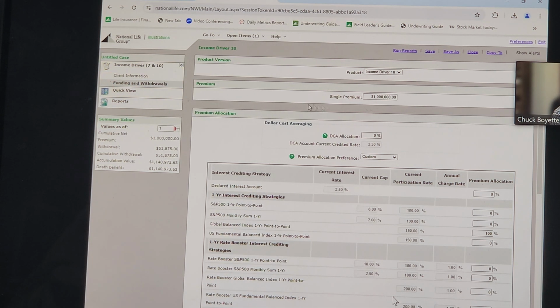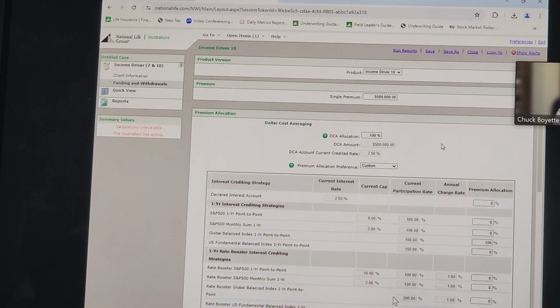So maybe let's show one where we'll leave it in the same demographics, so he's 55, but let's say he is doing $500,000 a year. We want to include the dollar cost averaging, so we're going to do 100%. So that $500,000 can be spread out over 12 months. While it sits in the dollar cost averaging account, it's going to get the declared interest rate. And then we're going to put the money into the S&P 500.